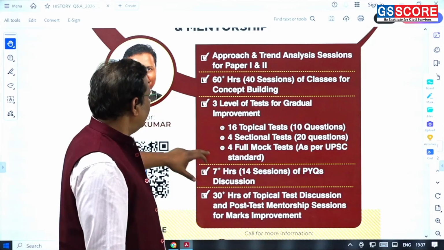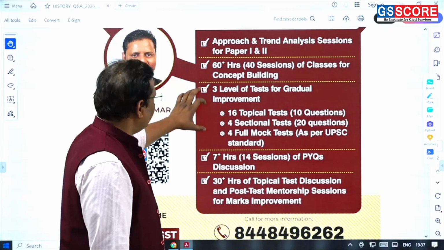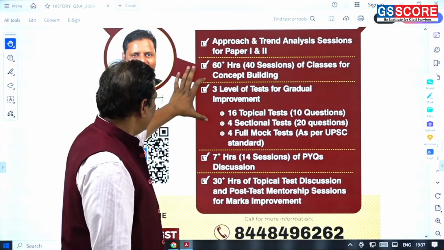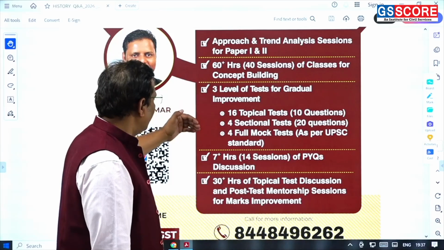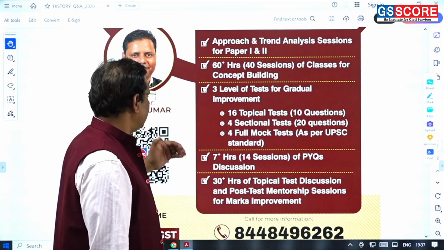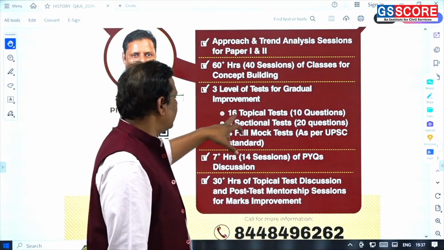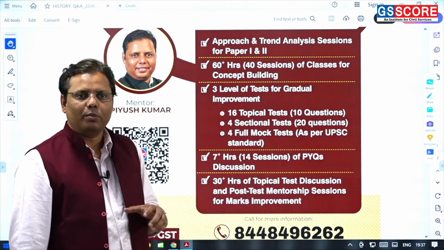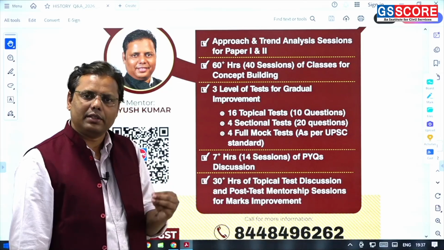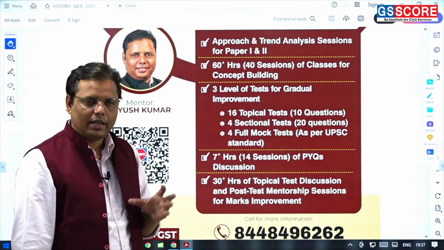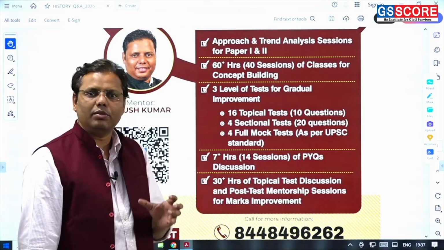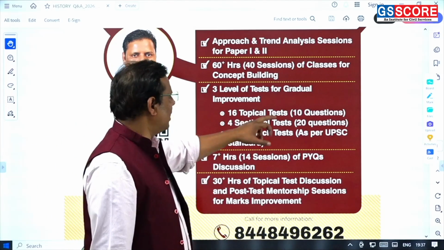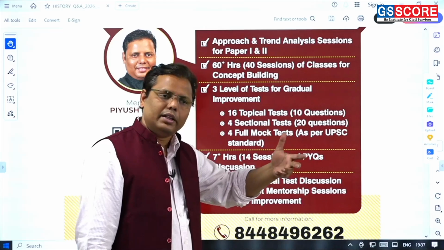Okay, fine. Then comes the third level after concept building, where we'll be going for multiple kinds of tests. The Q&A program includes 24 tests, and out of these 24, 16 are topical tests where 10 questions are there. After certain concept classes, every week there are 2 or 3 concept classes covering certain units of the syllabus, and from those units the test of 10 questions will come. Then we'll be attempting the questions, right?